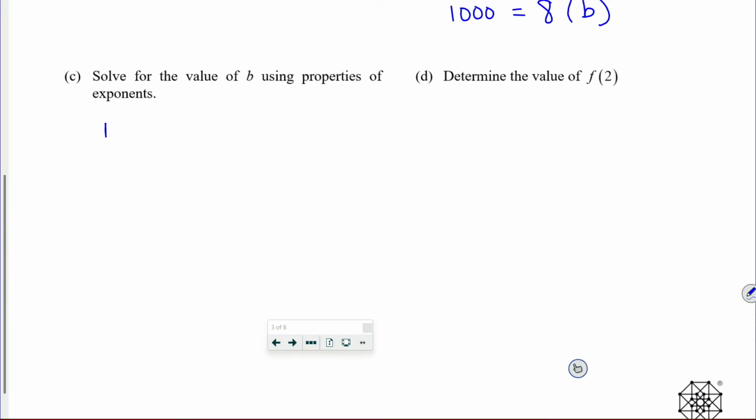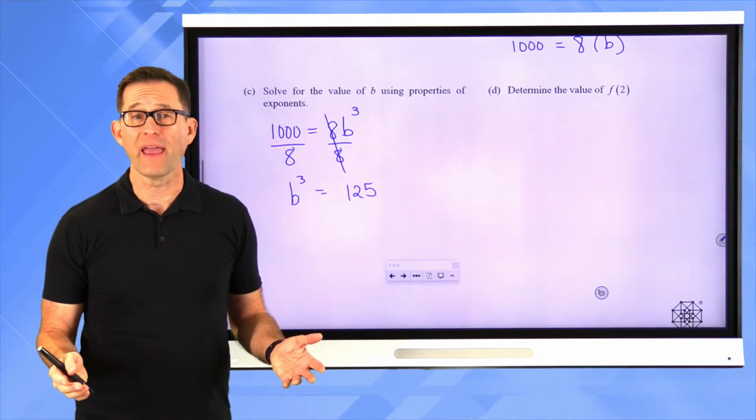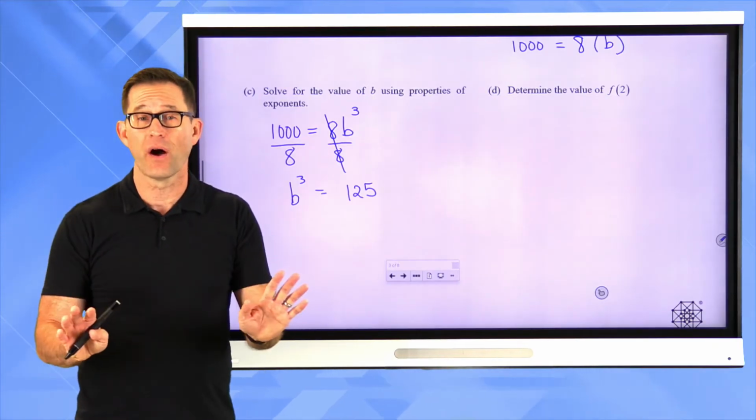You're going to do plenty of these today in this lesson, right? So I want to solve for b. The first thing I'm going to do is divide by 8 on both sides. All right. Now, 1,000 divided by 8 is 125. I do want to emphasize something though. If you wanted to, you could leave it as 1,000 divided by 8. All right, your calculator can handle 1,000/8 just fine.